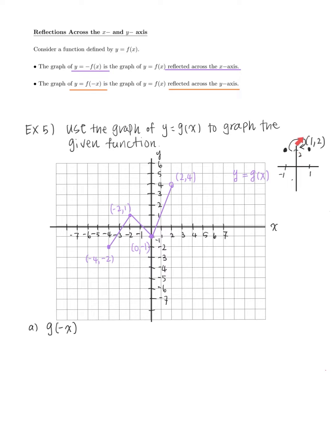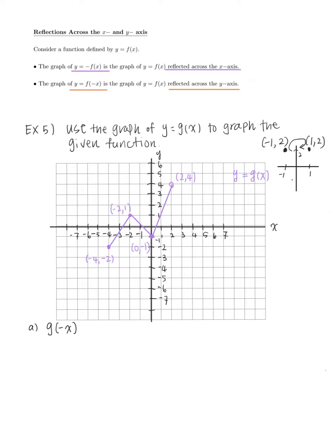Now, if I rotate it about the y-axis, then what is this point? Doesn't it become (-1, 2)? Let me just write that. So this will be (-1, 2). So what changed? Yes, the x value. So when you rotate it about the y-axis, your y value will stay the same, but the value of x changes.